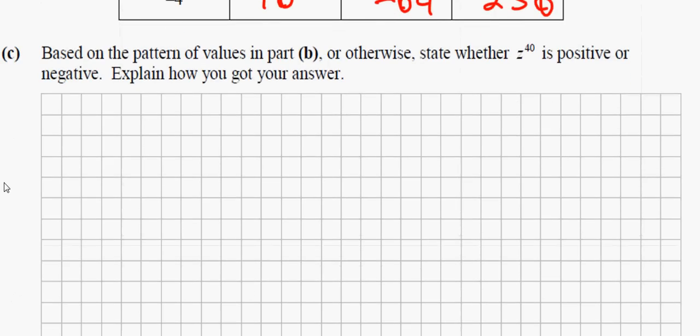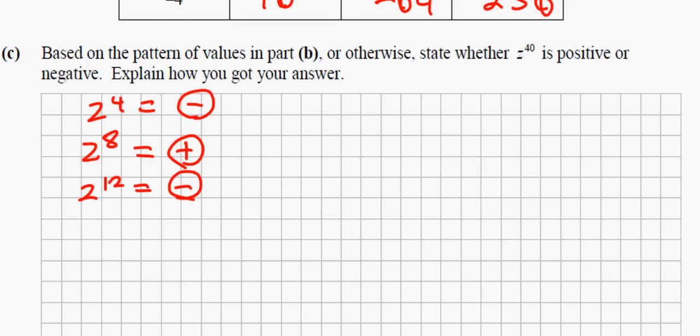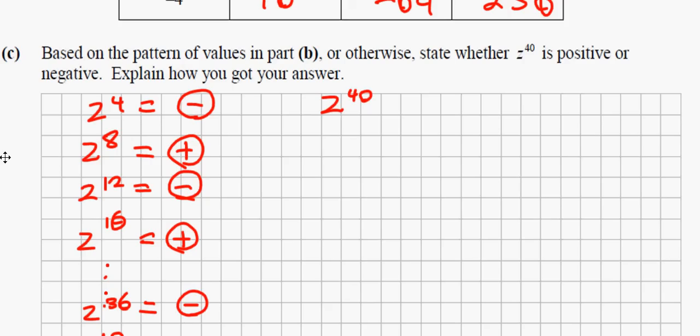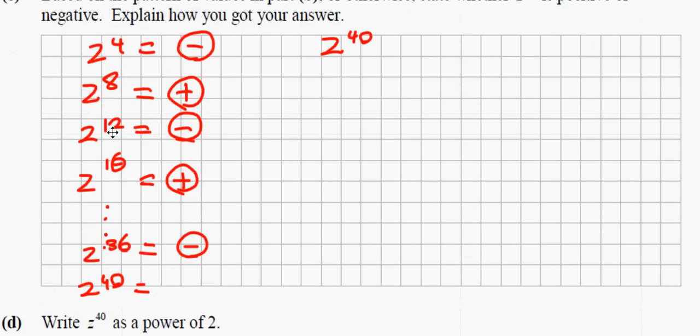Based on the pattern of values or otherwise, state whether Z40 is positive or negative. So the pattern of values, if you look at it: Z4 is minus, Z8 is plus, Z12 is minus, Z16 is plus. We've got to count downwards and figure out whether it's negative or positive. We could just keep changing the values, and eventually find out that Z40 is positive, going through a routine in gaps of 4. 4 is negative, 8 is positive, 12 is negative, 16 is positive. Work it all the way down to 40.